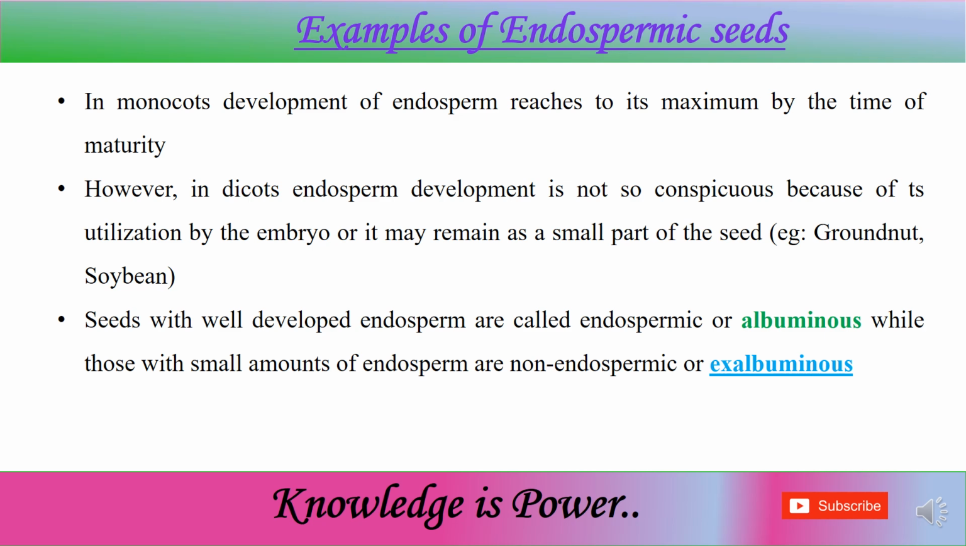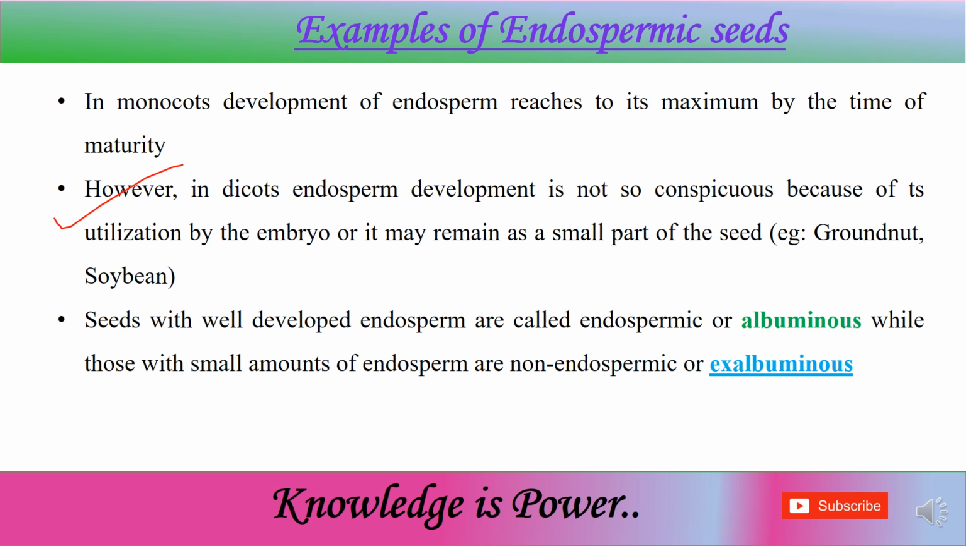Let us see some examples of these endospermic and non-endospermic seeds. Generally, endosperm reaches its maximum size at the stage of maturity in monocots, whereas in dicots the endosperm is completely utilized during embryo development. So its development is not that conspicuous in dicots.